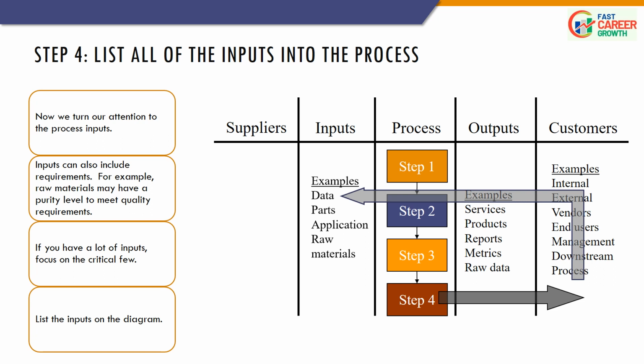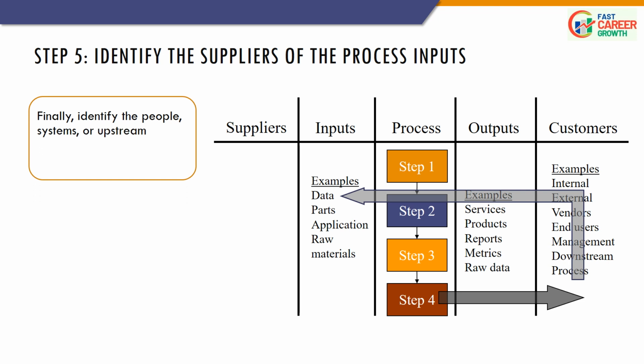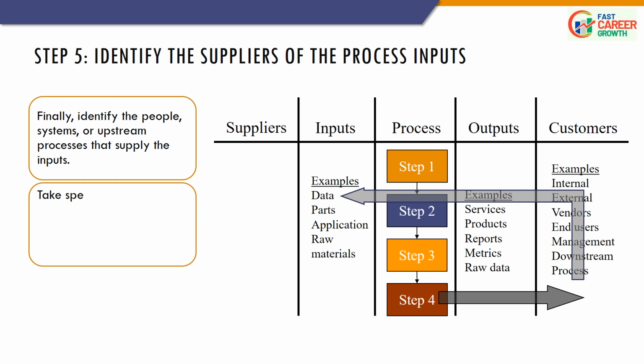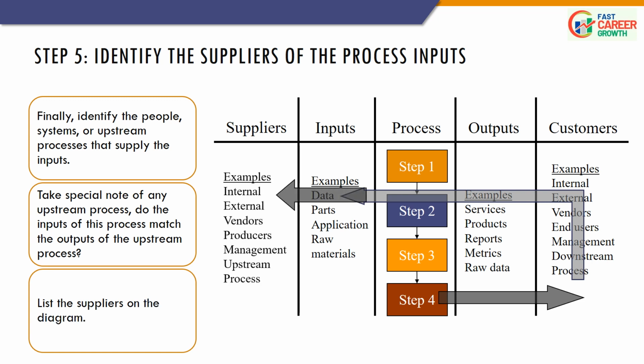Next, Step 5. Identify the suppliers of the process inputs. Finally, identify the people, systems, or upstream processes that supply the inputs. Take special note of any upstream process. Do the inputs of this process match the outputs of the upstream process? List the suppliers on the diagram, such as internal and external suppliers, vendors, producers, management, upstream process, etc.